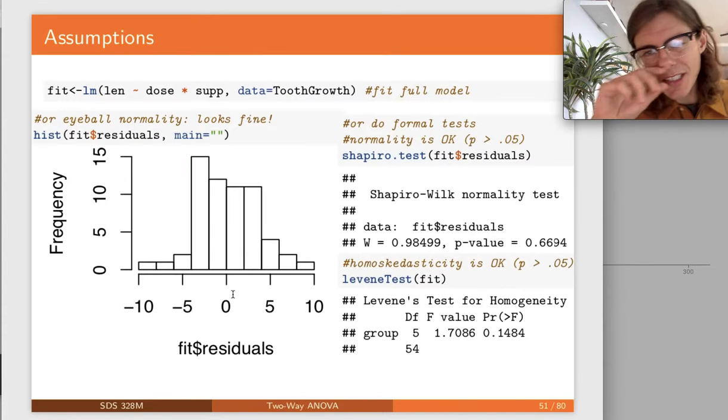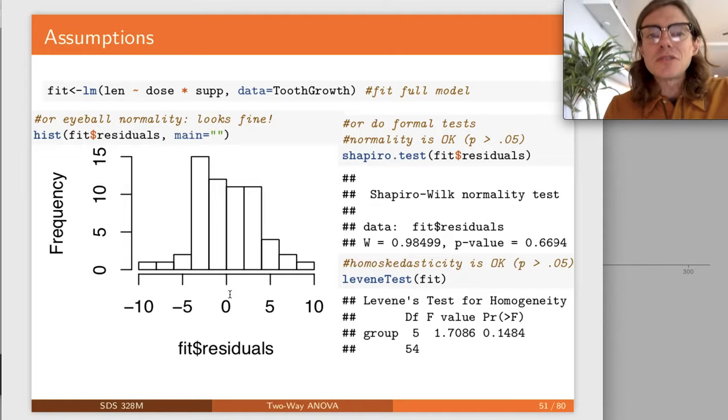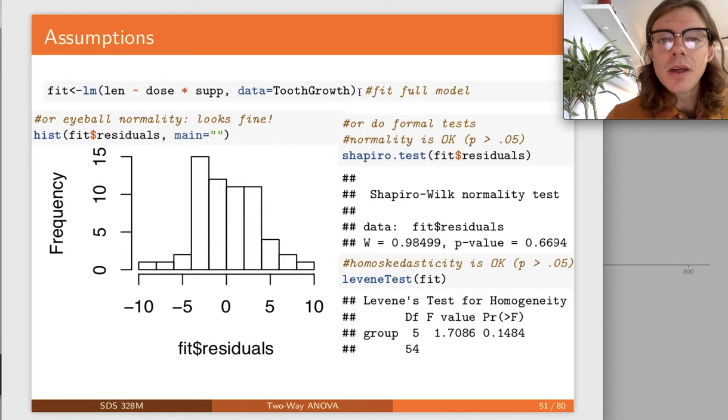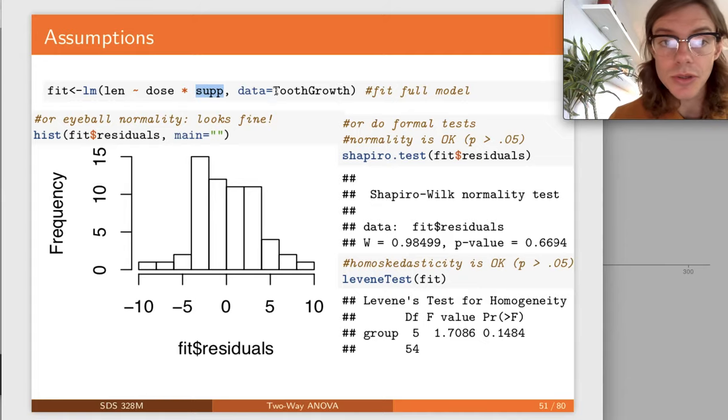Cool. So test some assumptions. You can do this in a bunch of different ways. I'll just show you a few ways, right? So go ahead and fit the full model. So in R, we can say guinea pig tooth length is our response variable by dose asterisk sup. That gives you the interaction as well, right? So fit the full model and say data equals ToothGrowth. That's where the data is.